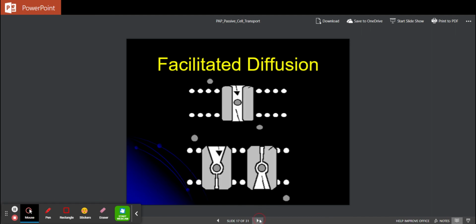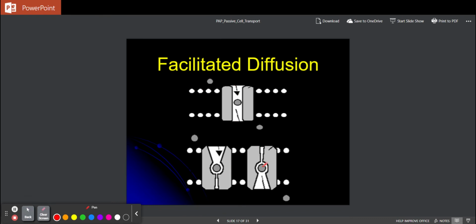Next, facilitated diffusion. Like I said earlier, it's whenever something needs help to diffuse, like glucose is too large to go through this. Let's say it's like this big. Well, it can't go through that. So instead, it'll go through here where it'll be pushed with pumps and stuff through the transport protein and end up on the other side.